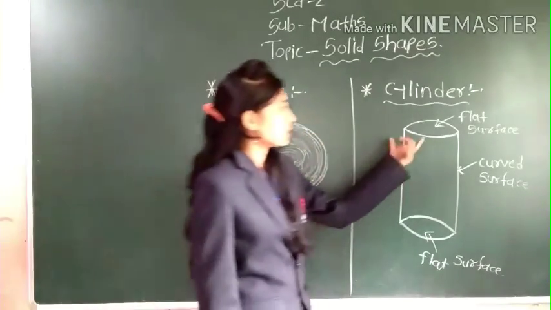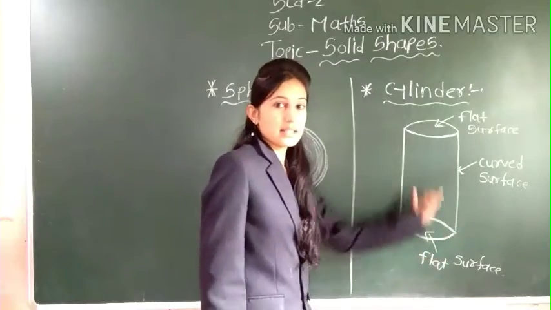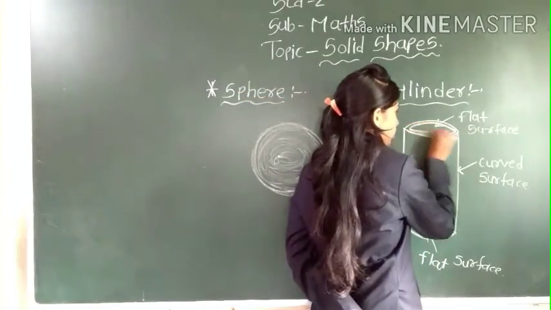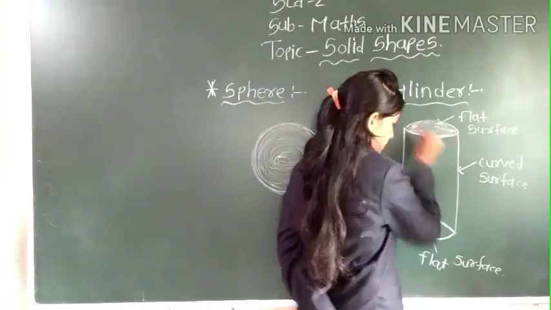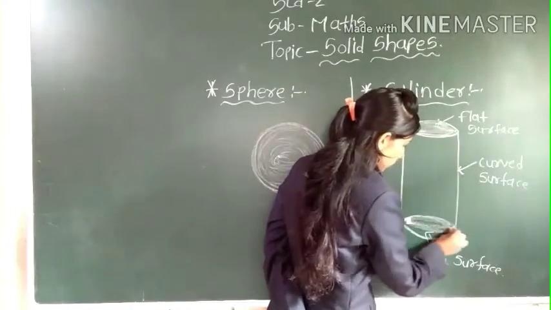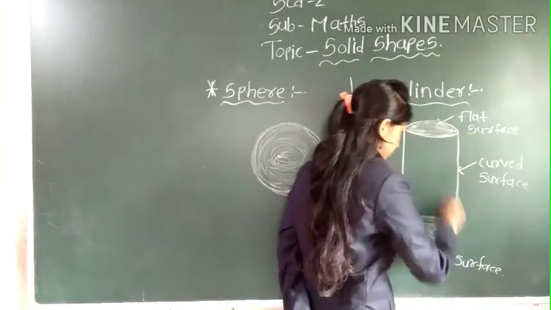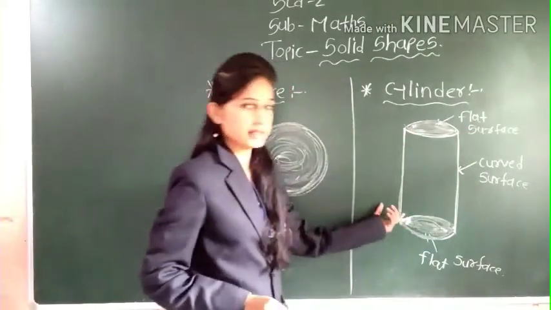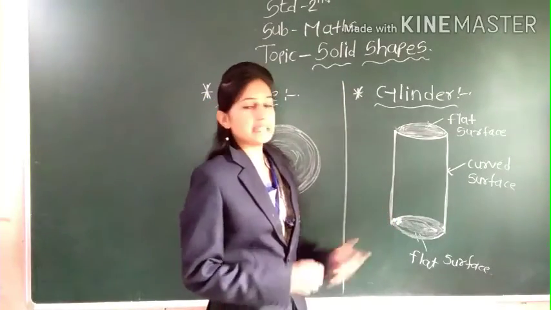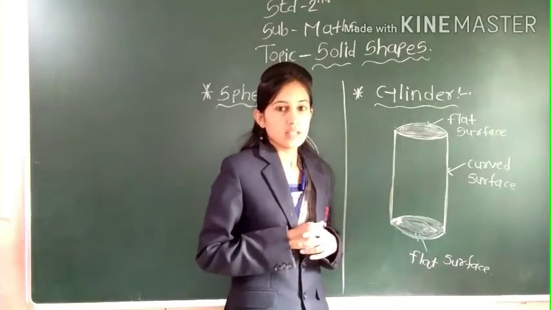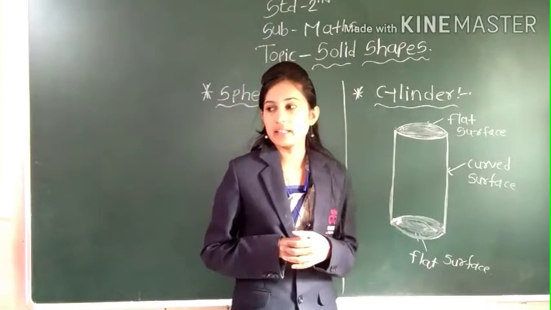Next, this is a cylinder. It has two flat surfaces and one curved surface. This is one flat surface, this is the second flat surface, and this is the curved surface. What is an example of a cylinder? An LPG cylinder. You know an LPG cylinder? This is an example of a cylinder.